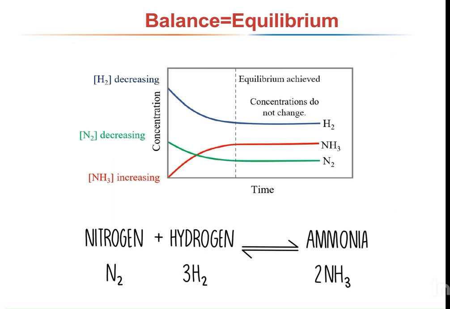Look at this reaction. It's a famous reaction named the Haber process. You can get ammonia by the reaction of nitrogen and hydrogen, and after a while ammonia can decompose to reform nitrogen and hydrogen. As you can see, the concentration of hydrogen and nitrogen is decreasing and the concentration of ammonia is increasing. At the time when equilibrium is achieved, all the concentrations are constant.